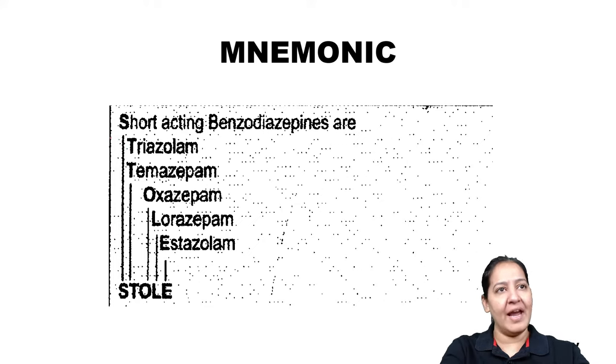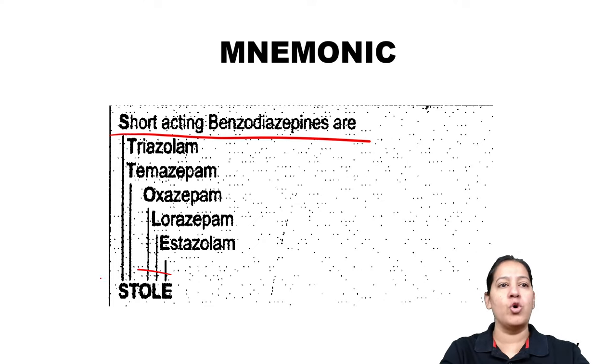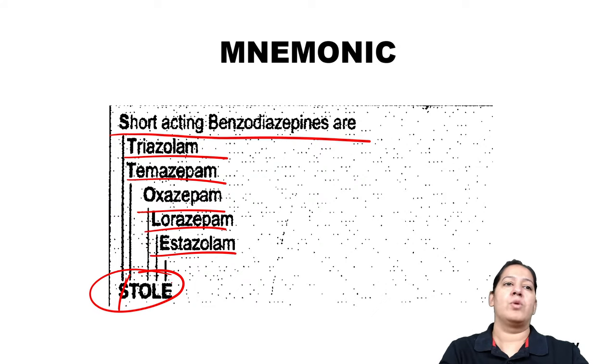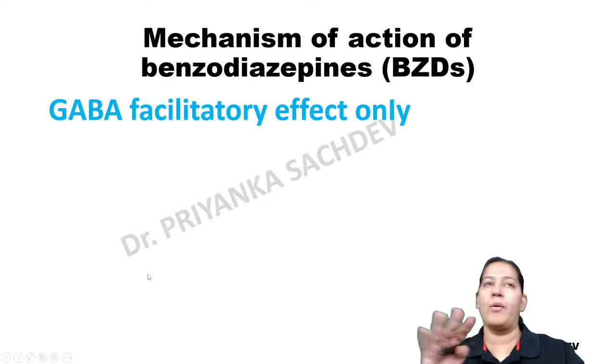There is a mnemonic for short acting. The mnemonic is STOLE. S-T-O-L-E. S is short acting. T is for triazolam, temazolam, O is oxazolam, L is lorazolam, and E is estazolam. So these are short acting, others are long acting.